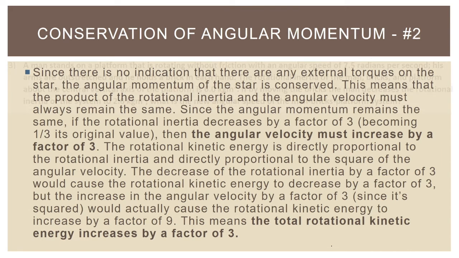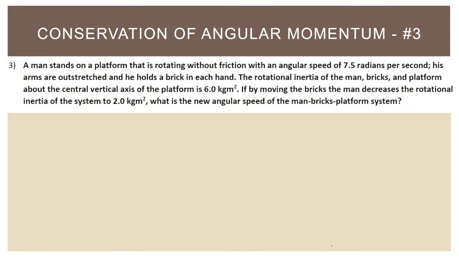All right, number 3, nice problem. It says a man stands on a platform that is rotating without friction with an angular speed of 7.5 radians per second. His arms are outstretched and he holds a brick in each hand. Weird. The rotational inertia of the man, bricks, and platform about the central vertical axis of the platform is 6.0 kilogram meters squared. If by moving the bricks, the man decreases the rotational inertia of the system to 2.0 kilogram meters squared, what is the new angular speed of the man, bricks, platform system?